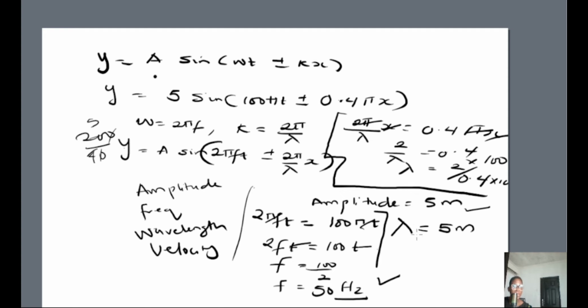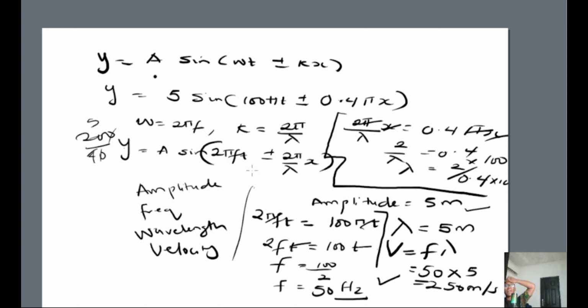The last one is to get our velocity. Don't forget, from the normal wave equation, we have that v, which is the speed of the wave, is equal to f lambda. And we already have our f, which is equal to 50. Our lambda is equal to 5. So that's going to give us 250 meters per second.